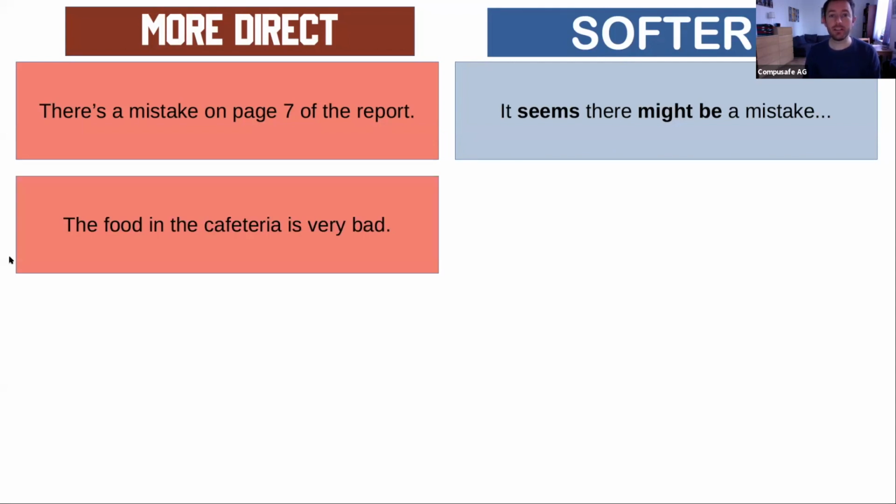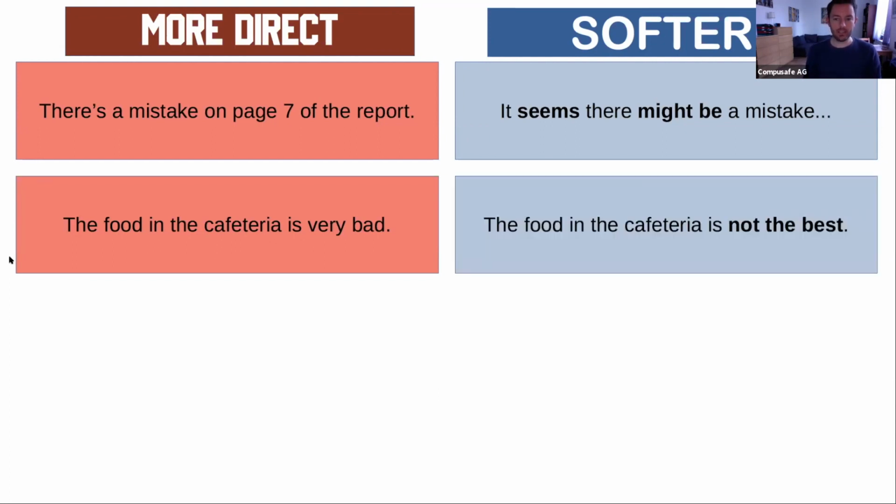Now, if I criticize something and I use the words very bad, right? The food in the cafeteria is very bad. A softer way to do that would be to say it like this. The food in the cafeteria is not the best, right? So we take the opposite of bad, and then we make it the best, not just good, but the best, and then we say not the best. Ooh, the food in the cafeteria is not the best, right?